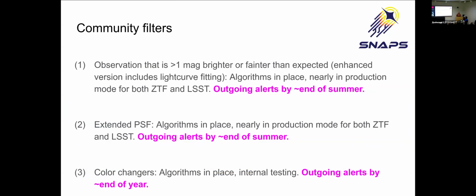Okay, I want to finish by talking about the community filters. This came from the Solar System Science Collaboration to the project, who then came to us and said, can you guys do this? The answer is yes. There were 3 community filters that were proposed. One is an observation that's one or more magnitudes brighter or fainter than expected. Well, I just showed you that when we have 50 or more observations, we can phase this light curve. I can tell you at any given time how bright the asteroid is expected to be, and then we can compare the observed to that prediction. So this algorithm is already done, with outgoing alerts by the end of summer. Extended PSF, Aaron's going to talk about, and color changers is a little more complicated, but we've been working on that for quite a while.